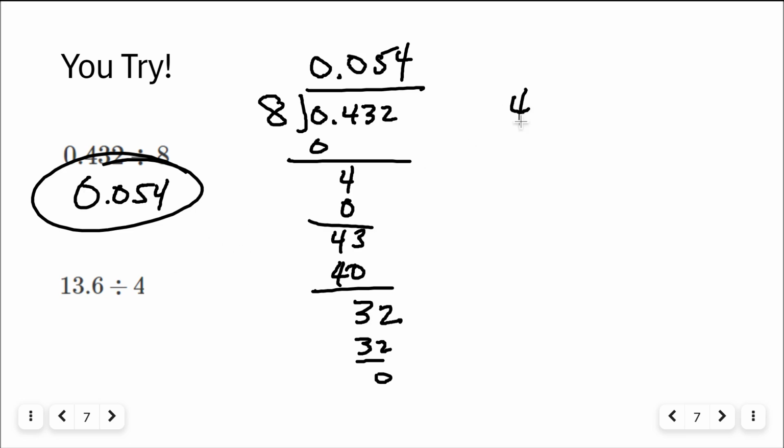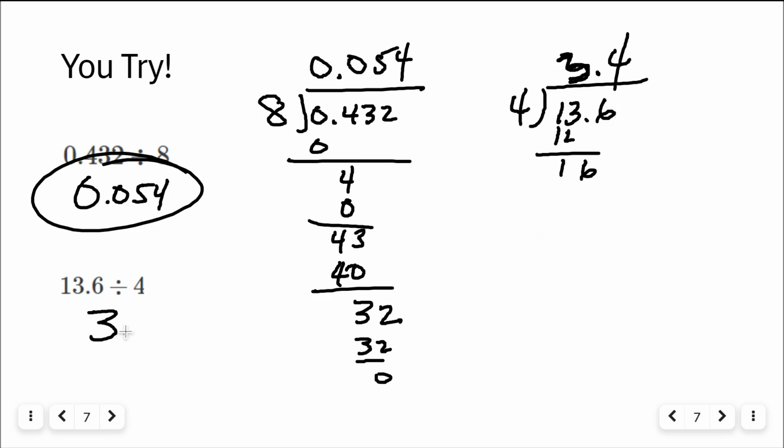And then we're going to try 4 into 13.6. So 4 goes into 13 twice. No, it goes in 3 times. 3 times 4 is 12. Put the decimal up. Bring down the 6. 4 goes into 16 4. 3.4. And that's my answer. Again, you want to check it. 3.4 times 4 should be 13.6.